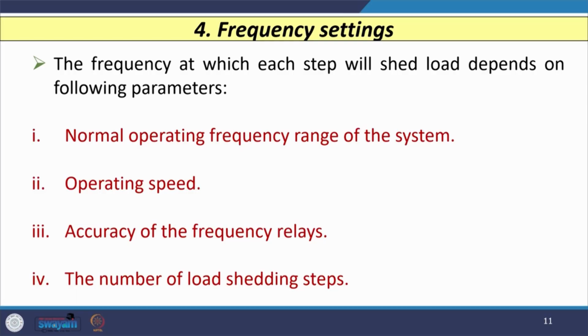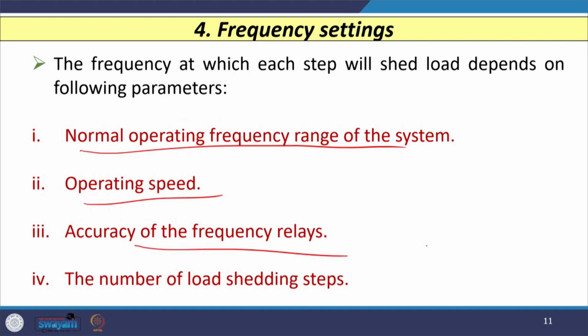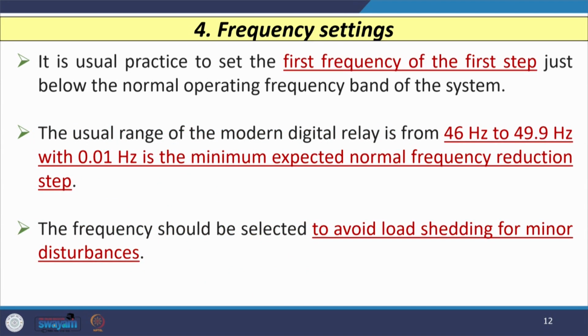Now, the fourth factor which is going to affect the design of an intelligent load shedding technique is the setting of frequency. The frequency at which the load will be shed at each step depends on several parameters, and these parameters are the normal operating frequency range of the system, the operating speed, the accuracy of frequency relays, and the number of load shedding steps we are going to use. So, these 4 factors are very important, which are going to decide the frequency settings.